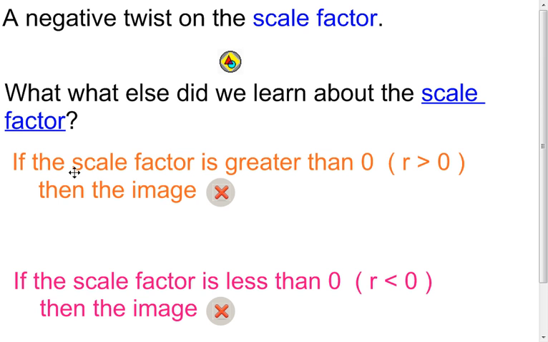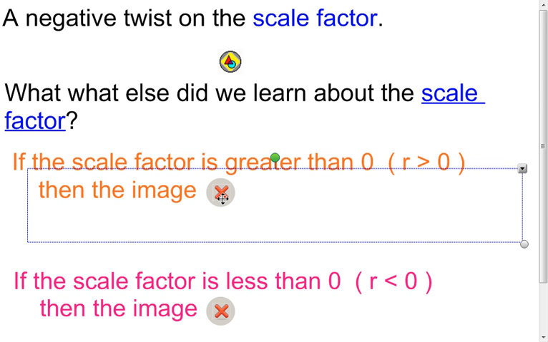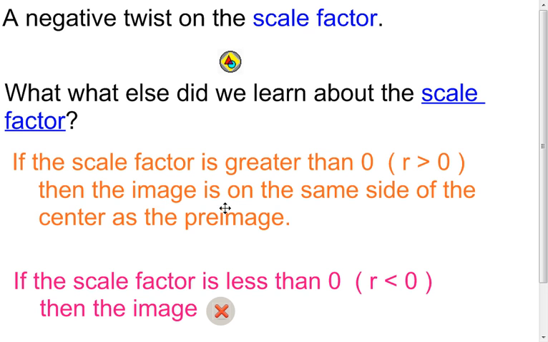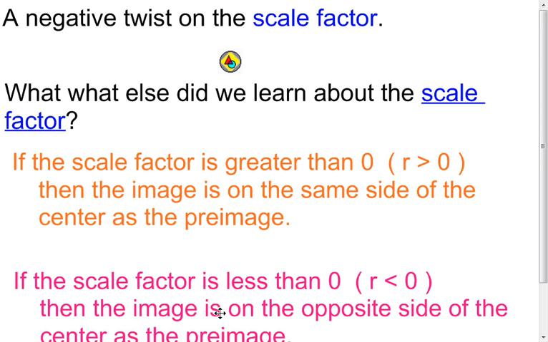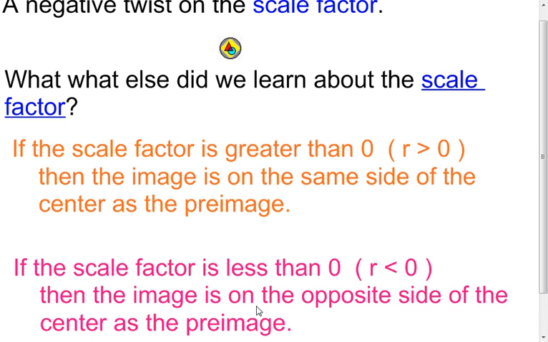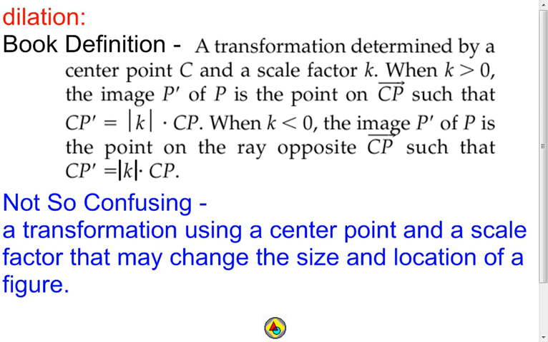So here, if the scale factor is greater than 0, that's what we looked at the very first time, then my image is going to be on the same side of the center as the pre-image, and if the scale factor is negative, which we just looked at, then it's going to be on the opposite side of the center from wherever the pre-image was at. And again, you have to keep that straight. And really, this is where this all comes into play, right here.